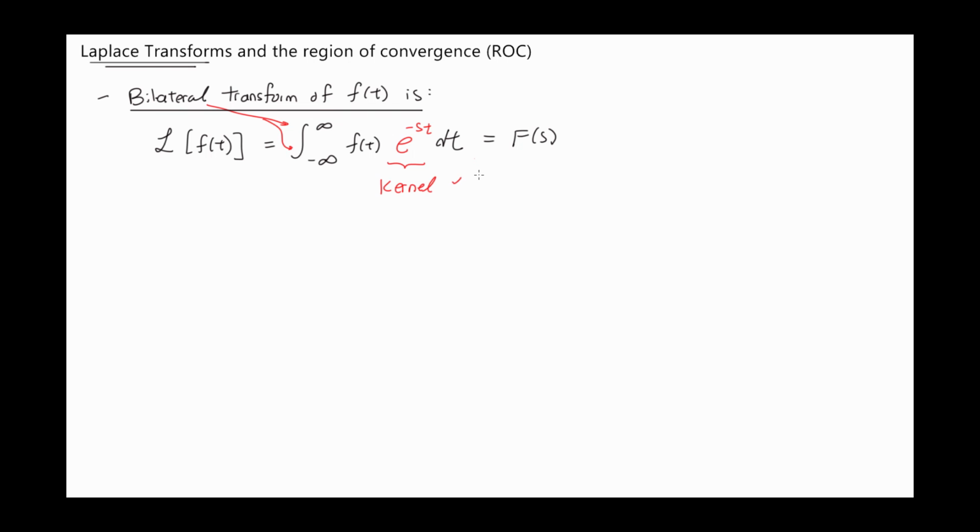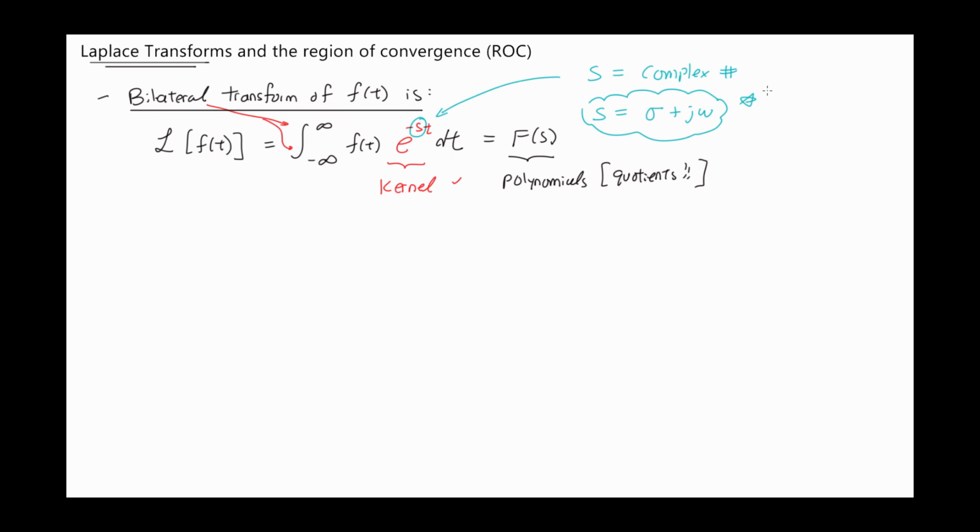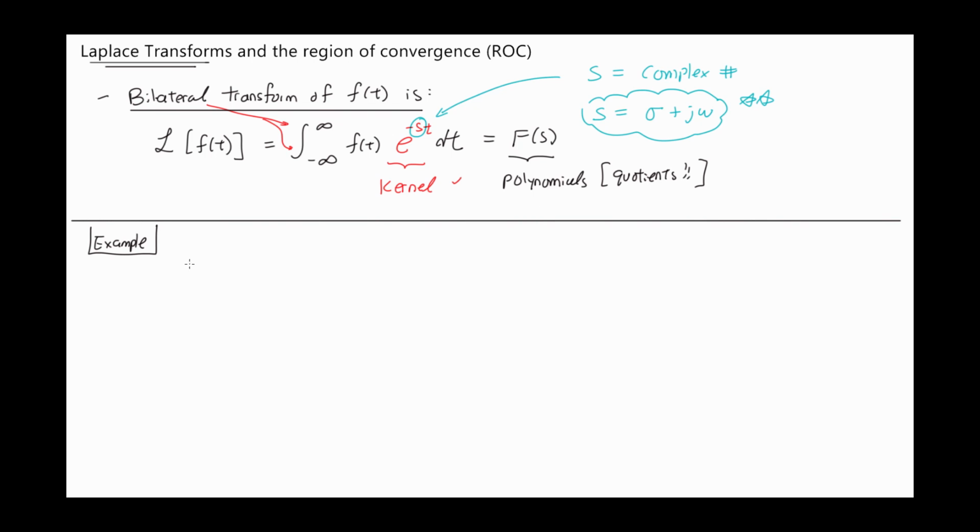Now you could think of this as a cousin of the good old exponential guess form e^(st). Now F(s) is usually a polynomial where, in fact, it's usually a quotient of polynomials. s right here is a complex number, and it can be written in the form sigma plus j omega. We've seen this before, right? Now, to check out what a Laplace transform actually is, let's just check out an example.